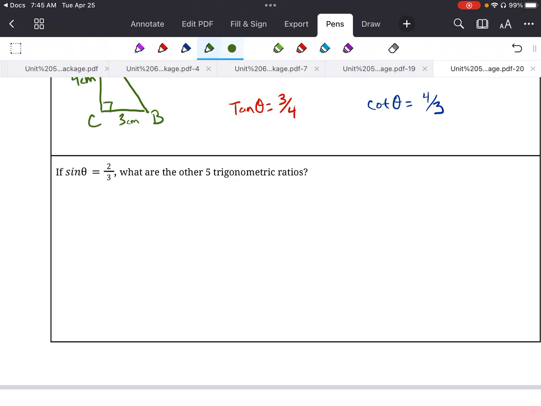Okay, in sine theta equals 2/3, what are the other 5 trigonometric ratios? So this time, it's giving us 2 pieces of information.